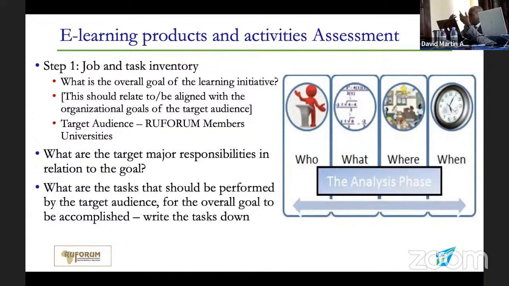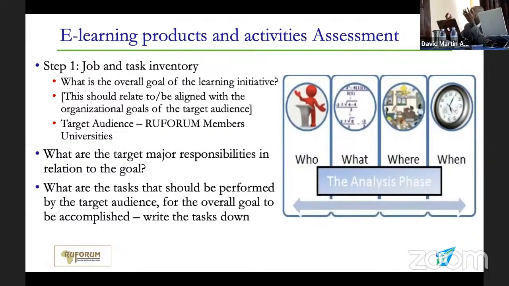Once you really want to know what to avail or put out there, there are certain things you are going to be able to do. There are certain steps you take. You need to know the job and the task, what we call the job and task inventory.